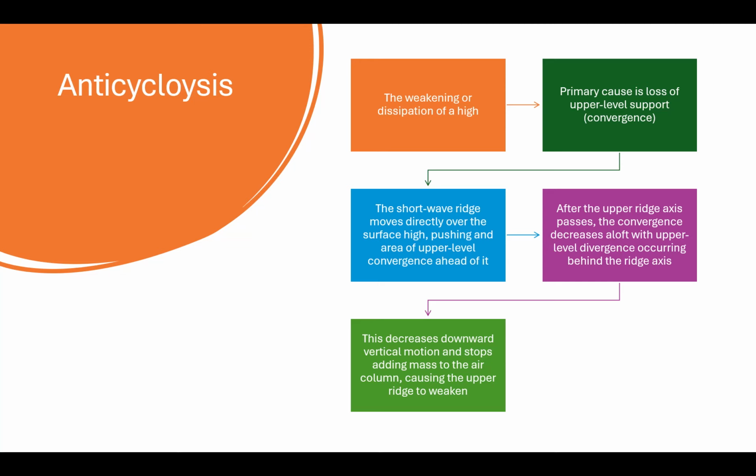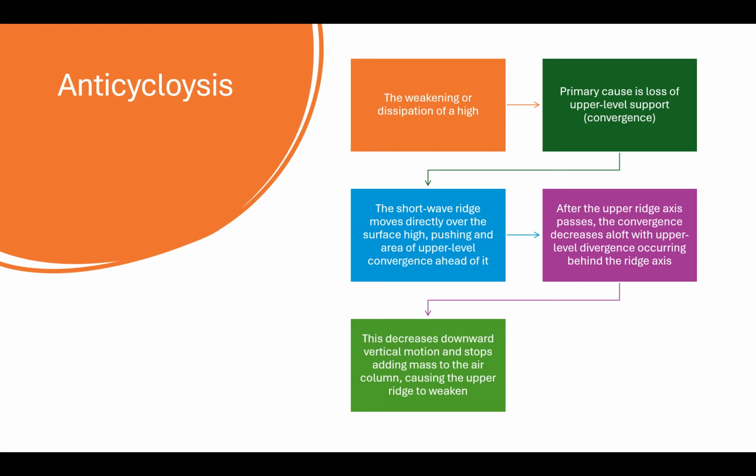All right, so now let's go into anticyclolysis. This is the last topic we'll cover in today's training. Anticyclolysis is the weakening or dissipation of a surface high pressure system. The primary cause is loss of upper level support. Upper level convergence is either weakening or it's basically not occurring at all now.